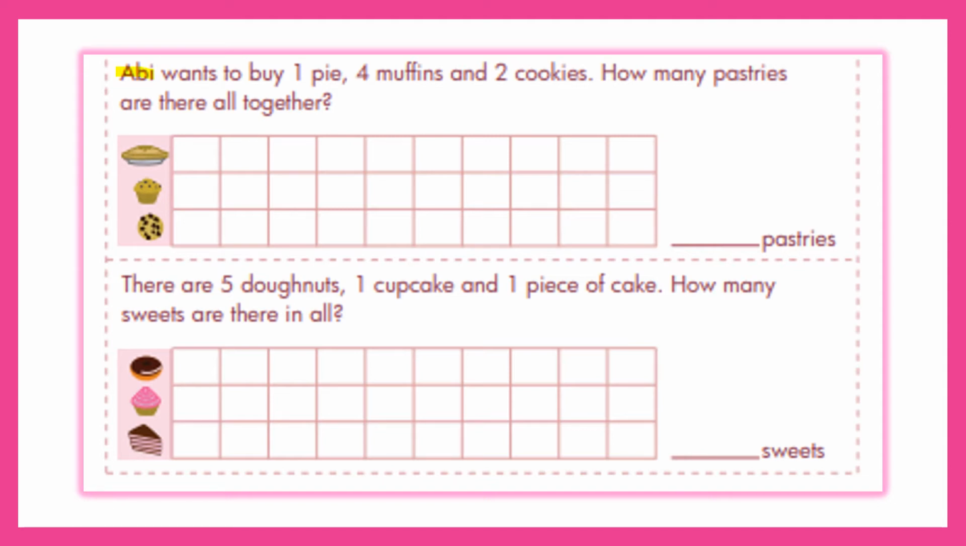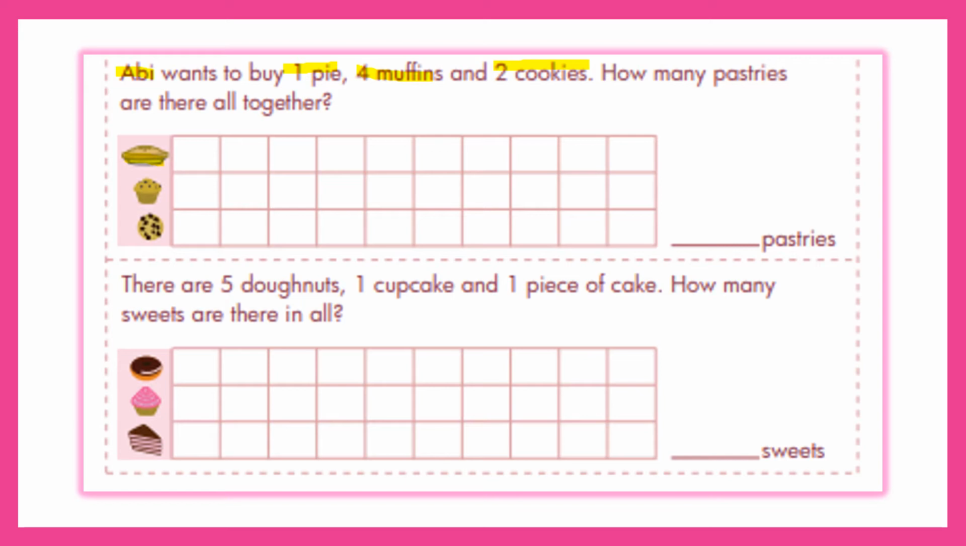Okay, that's where we left off yesterday, so we're going to pick right back up there. And it says that Abby wants to buy 1 pie, 4 muffins, and 2 cookies. How many pastries are there altogether? Okay, so remember, what's our first step? That's right, we go into our graph. So pies, how many pies does Abby want to buy?